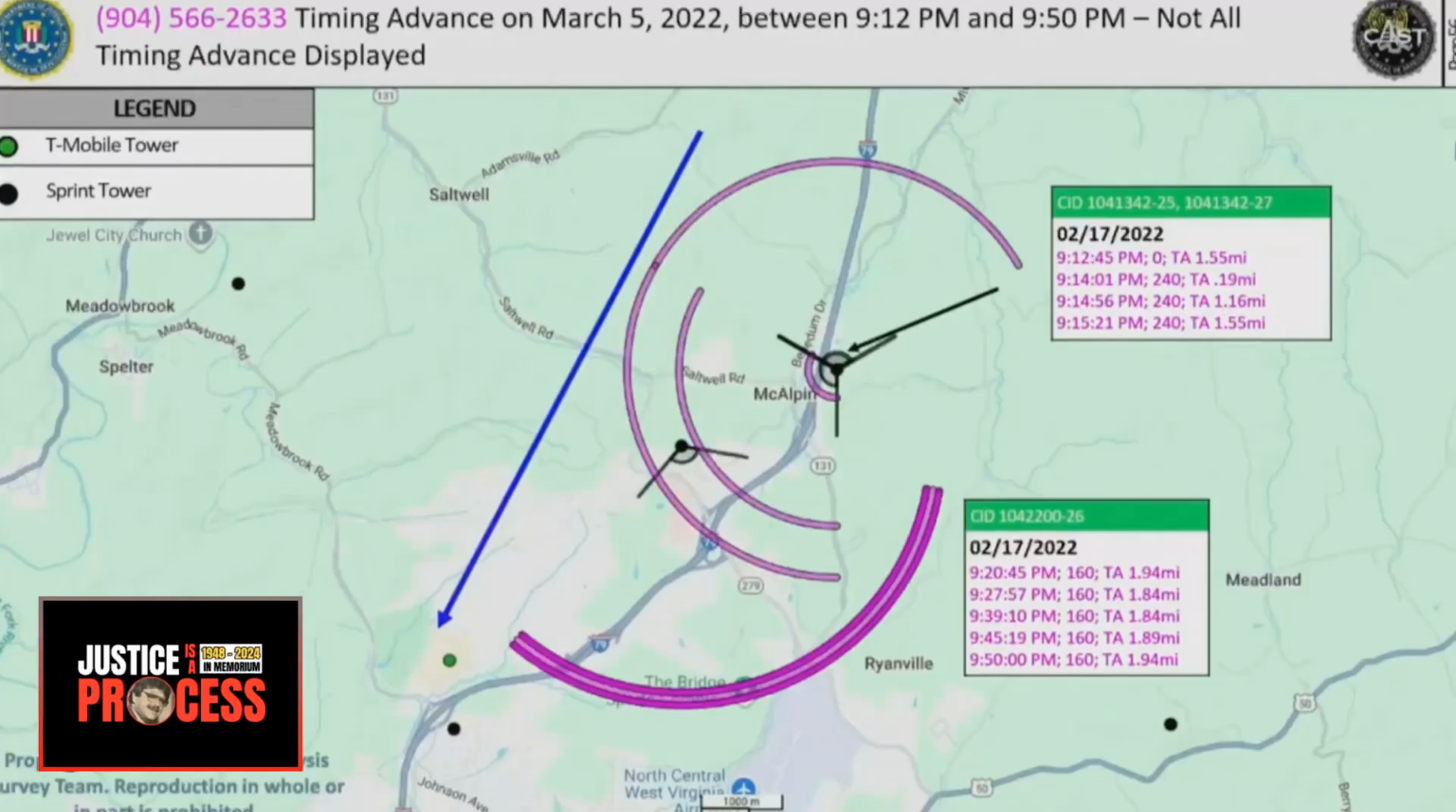And so it just shows that from the locations of the phone between 9:12 to 9:50, the target cell phone was moving south along 79. And then between 9:20 and 9:50, there's timing events shown here, 3 different distances during that time frame. Just showing another stop. Yes.